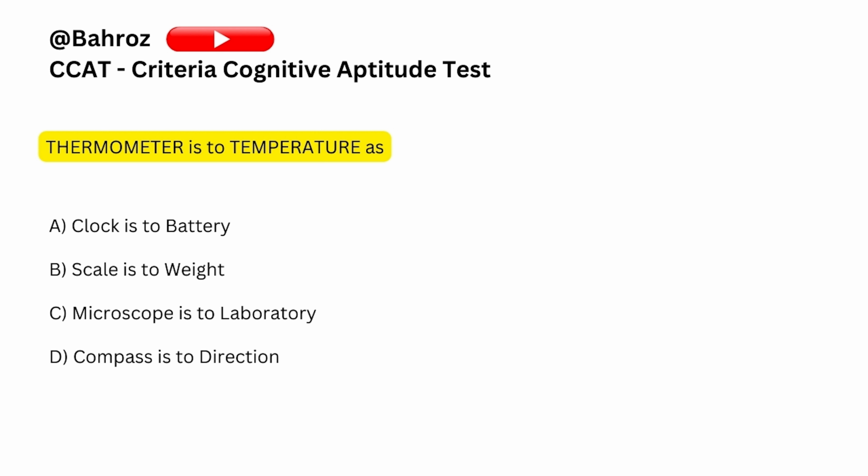Now let's go through why the others do not work. A clock and a battery. A battery is what powers a clock, nothing to do with measuring. A microscope and a laboratory. A laboratory is where you use a microscope. The microscope doesn't measure a laboratory. Now option D, compass and direction.